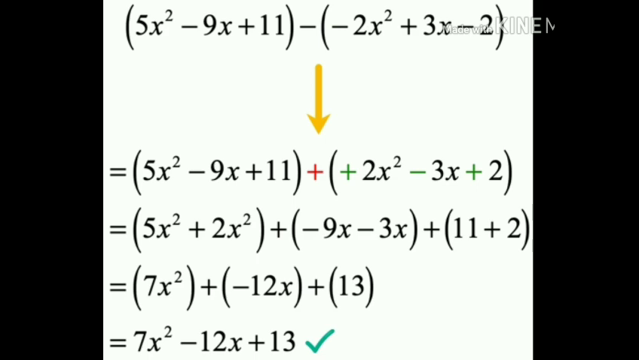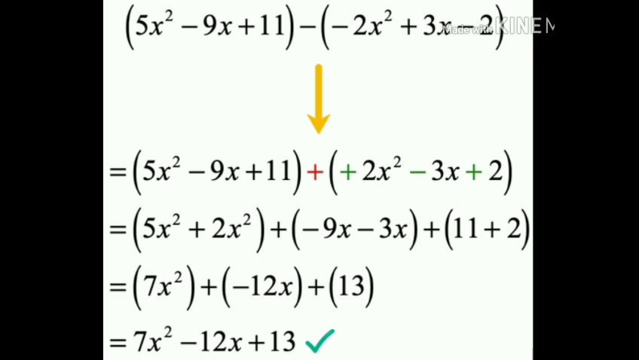It became plus 2x squared minus 3x plus 2 because negative times negative 2x squared is positive 2x squared. Negative times positive 3x is negative 3x. And negative times negative 2 is positive 2.